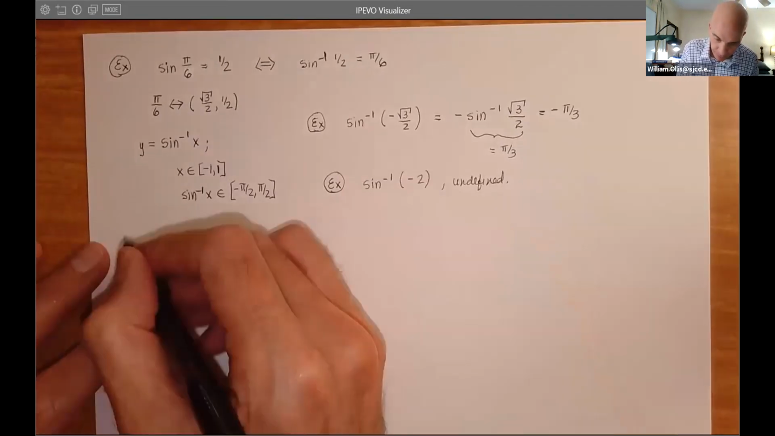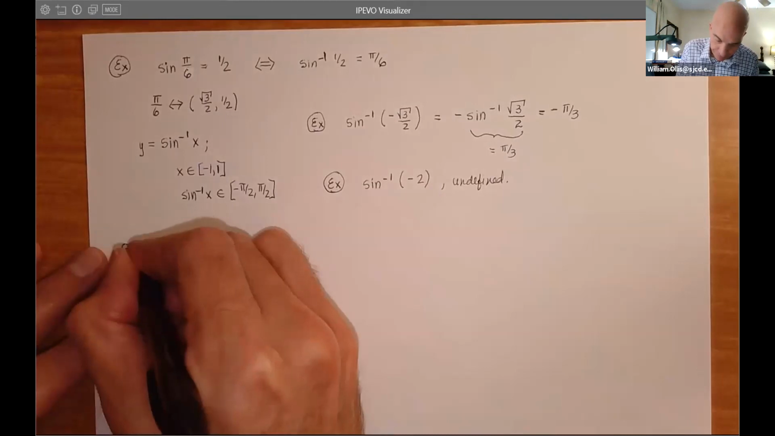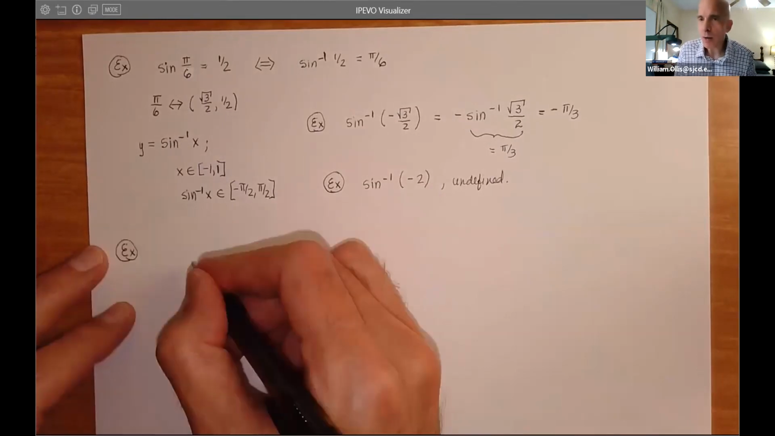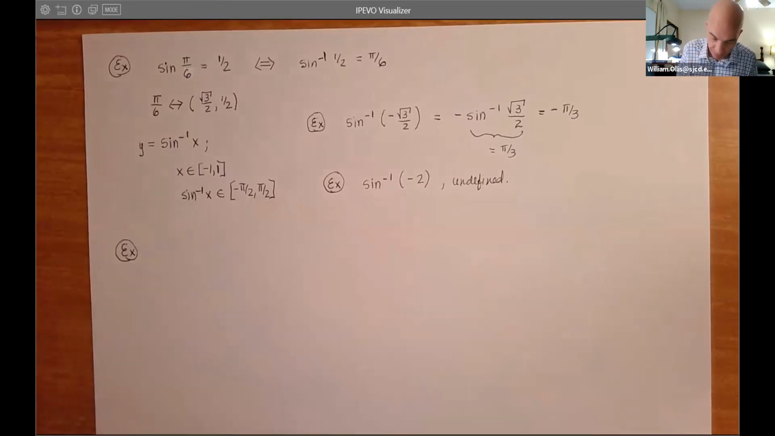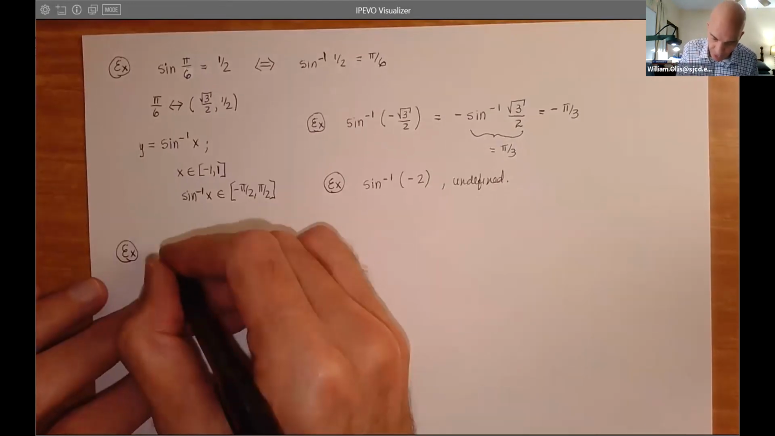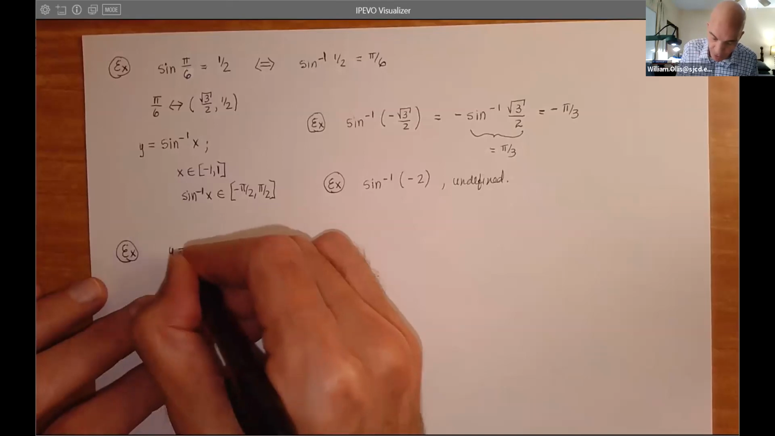So let's look at another one. Say we want to do maybe, well, we've been doing inverse sine. Let's do an inverse secant. So remember, let's just do this. y equals inverse secant.